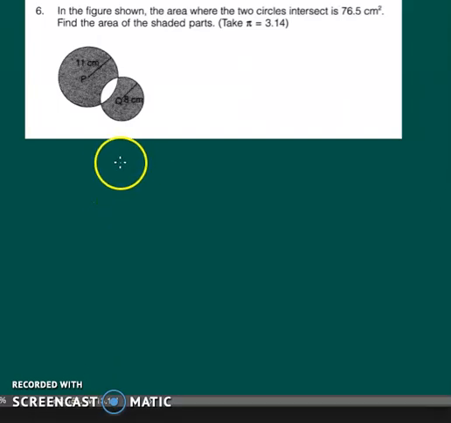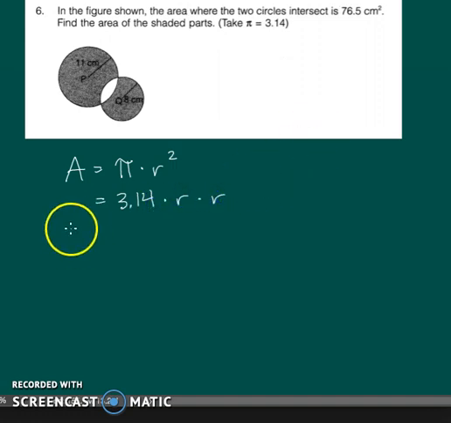Hi everyone. So in this figure shown, we are asked to find the area of the shaded parts. So first thing we want to do is to find the area of each of those circles that we see here. And the formula for the area of a circle is pi times r squared. In other words, we're taking pi as 3.14, so 3.14 times the radius once again.